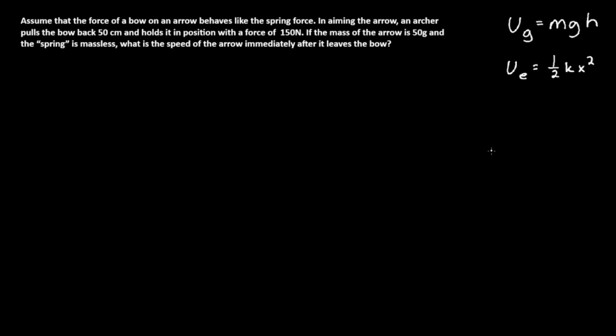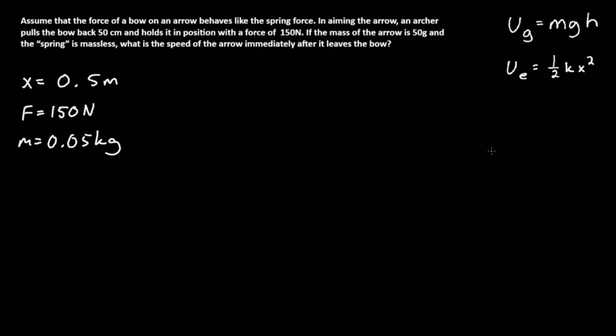So in this problem, you have a spring this time. The force of a bow and arrow behaves like a spring force. In aiming the arrow, an archer pulls the bow back 50 centimeters. So let's write down the displacement here real quick. Our spring stretch is 50 centimeters, which is equal to 0.5 meters, and holds it in position with a force of 150 newtons. If the mass of the arrow is 50 grams, so mass is equal to 0.05 kilograms, and the spring is massless, what is the speed of the arrow immediately after it leaves the bow?